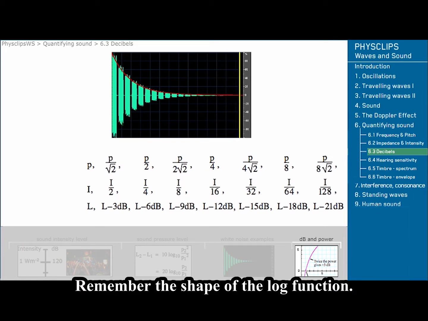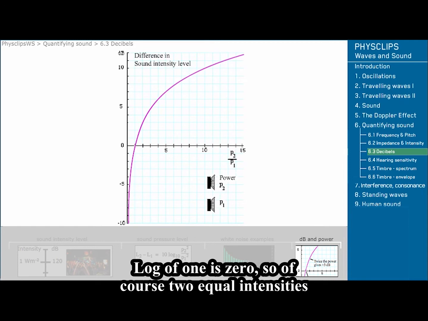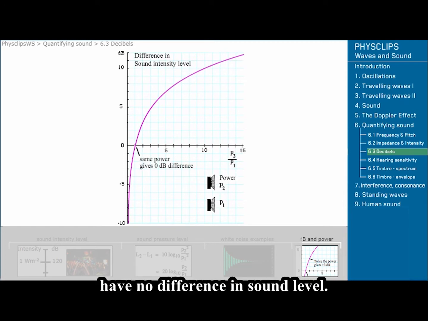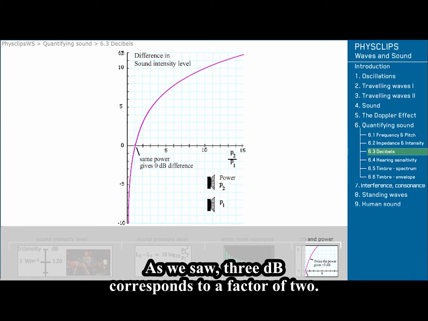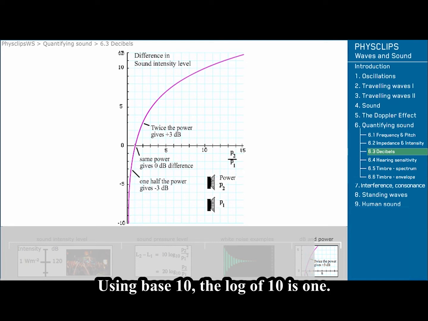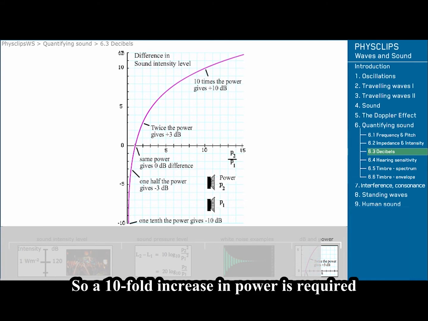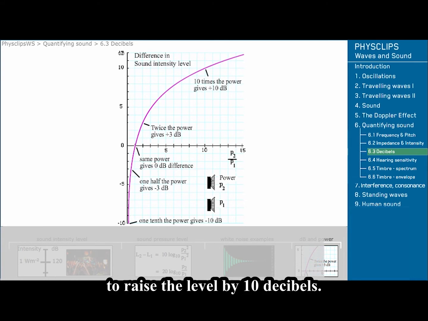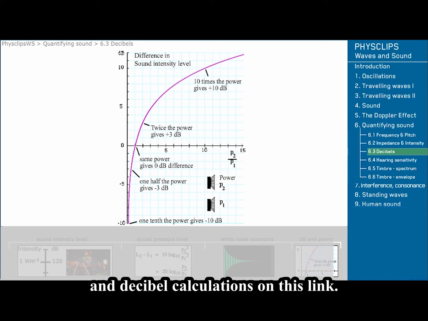Remember the shape of the log function. Log of 1 is 0, so of course two equal intensities have no difference in sound level. As we saw, 3 dB corresponds to a factor of 2. Using base 10, the log of 10 is 1, so a 10-fold increase in power is required to raise the level by 10 decibels. There are more sound file examples and decibel calculations on this link.